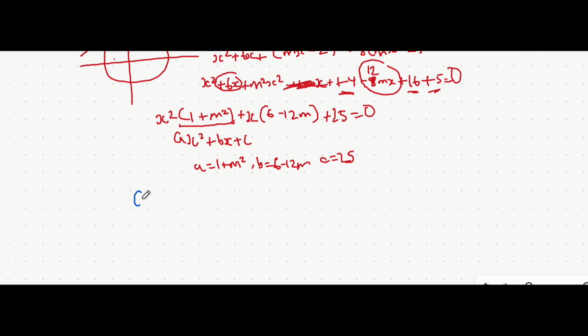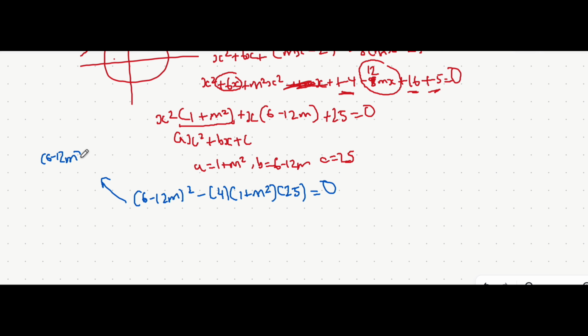In this case, it's b squared, so it's 6 minus 12m all squared, minus 4 lots of a, which is 1 plus m squared, all multiplied by c, which is 25, equal to 0. Expanding this out, let's do that to the side.